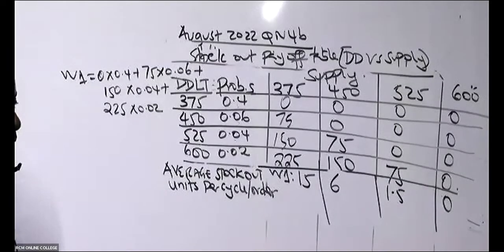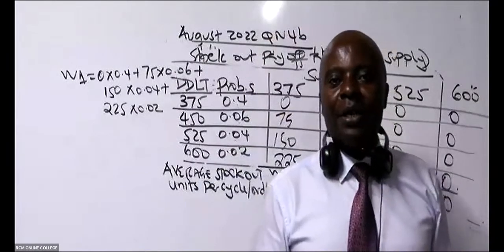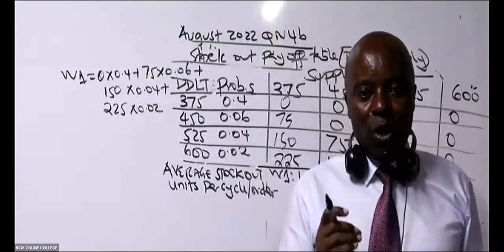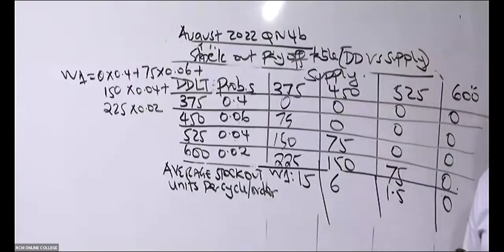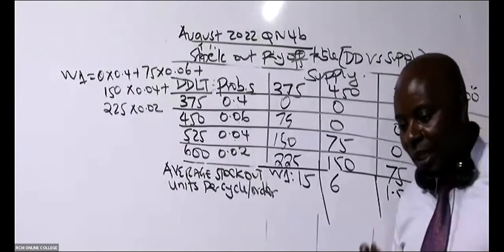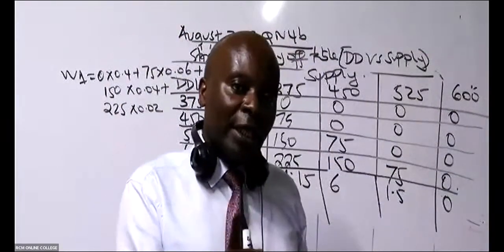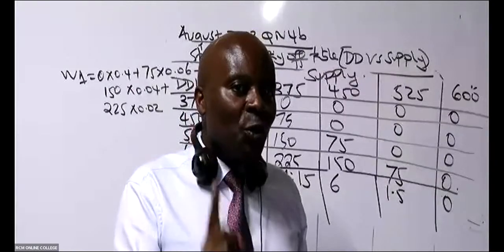Now, ladies and gentlemen, you are the guys who are guiding me today. I've been able to get the average stock out units per cycle. What will be the next step for me? Yeah, we multiply this by the number of orders. And then you appreciate the fact that number of orders will never be given.